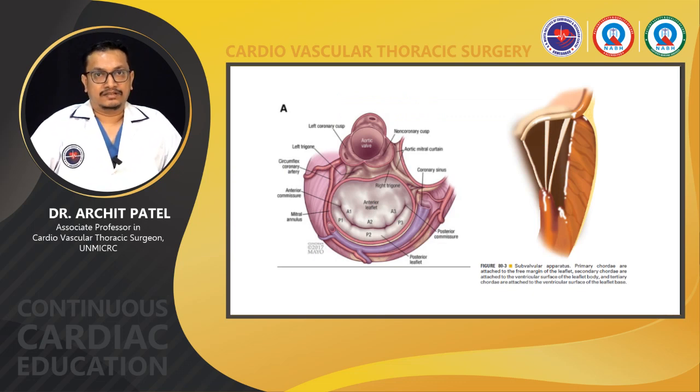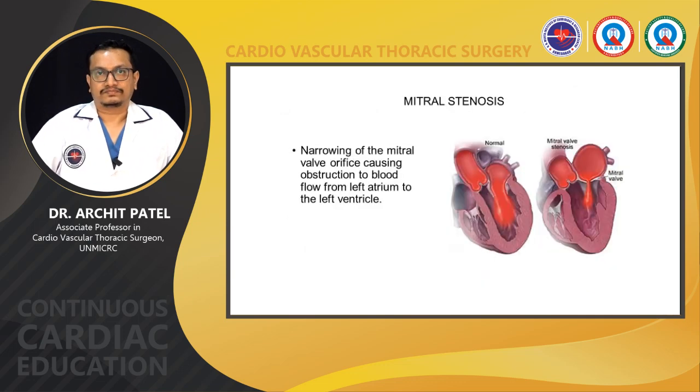This is the diagrammatic representation of the mitral valve, the AML and PML, and its relation with the left circumflex artery, the coronary sinus, the aortic valve, the left trigone, and right trigone. In the figure on the right, we see the subvalvular apparatus. The primary chordae are attached to the free margin of the leaflet. Secondary chordae are attached to the left ventricular surface of the body, and the tertiary chordae are attached to the ventricular surface of the leaflet base.